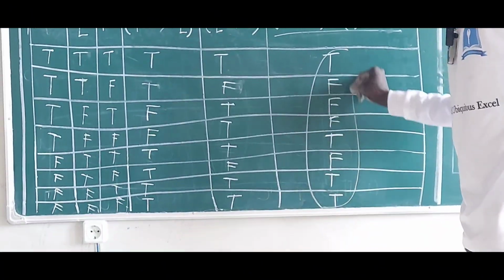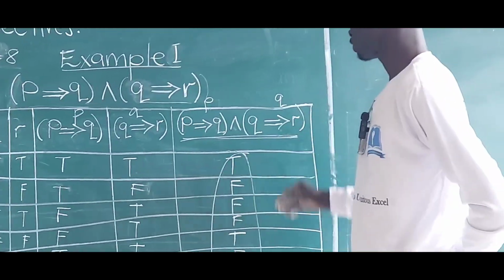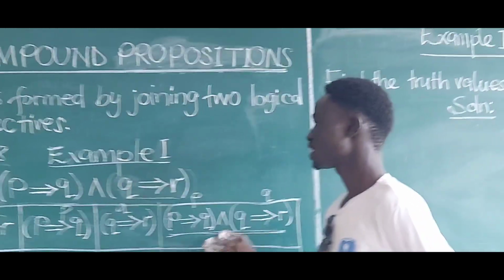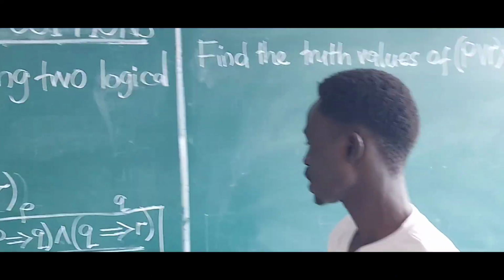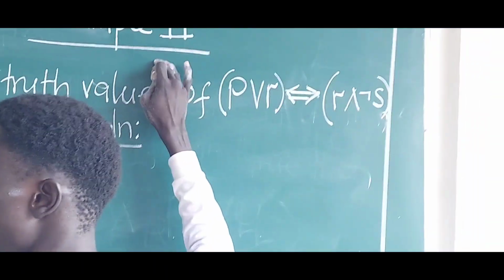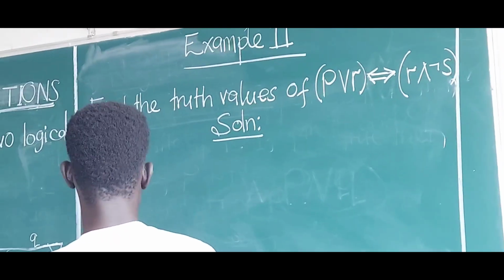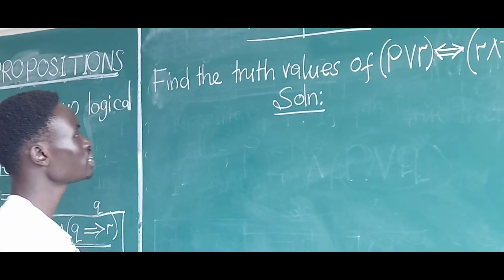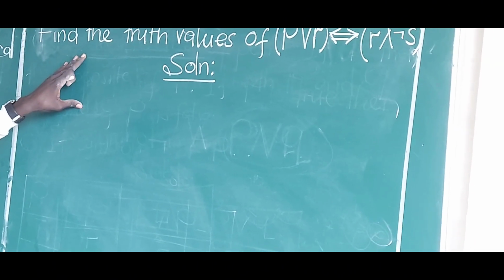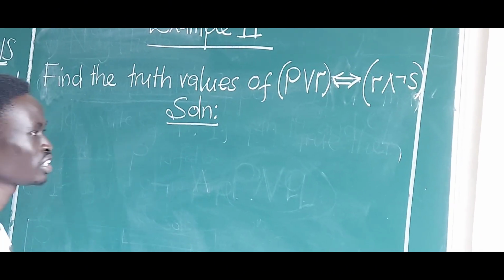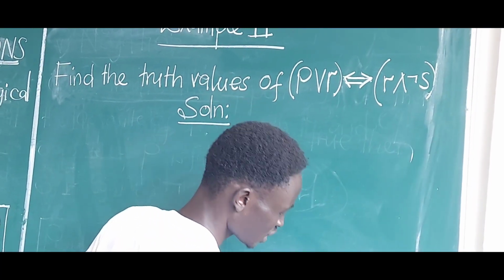Okay. So we are looking for this answer. So this is the answer for the whole of this statement. So this is the first example on compound proposition. So now let us see how we can solve the next example. Okay. So this is the second example for compound proposition. We are just going to solve it the same way that we have solved the previous example.